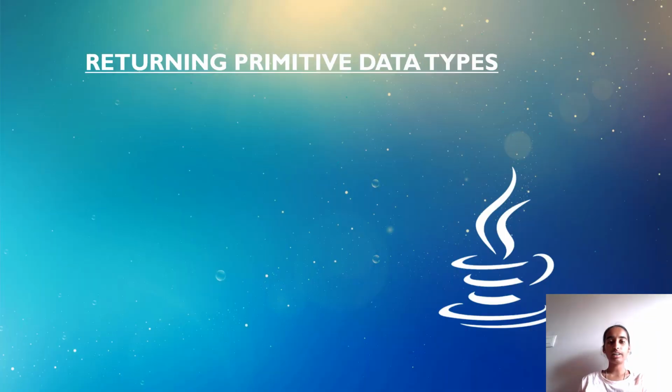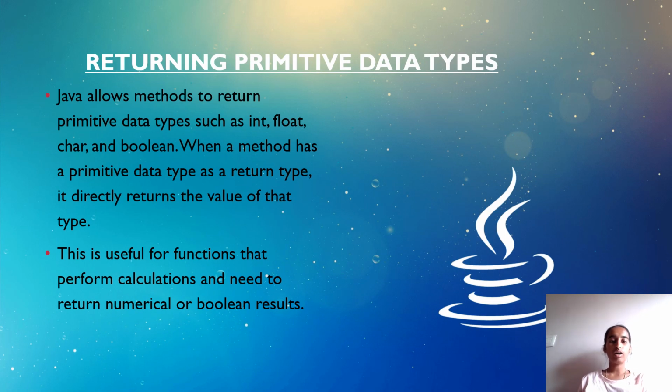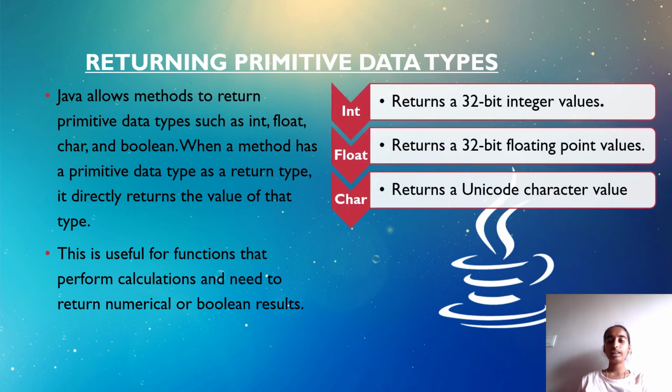Let us move on with returning primitive data types. Java allows methods to return primitive data types such as int, float, char, and boolean. When a method has a primitive data type as its return type, it directly returns a value of that type. This is useful for functions that perform calculations and need to return a numerical or boolean result. Int returns a 32-bit integer value. Float returns a 32-bit floating point value. Char returns a Unicode character value.